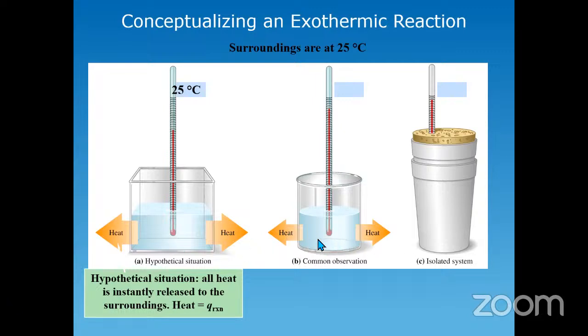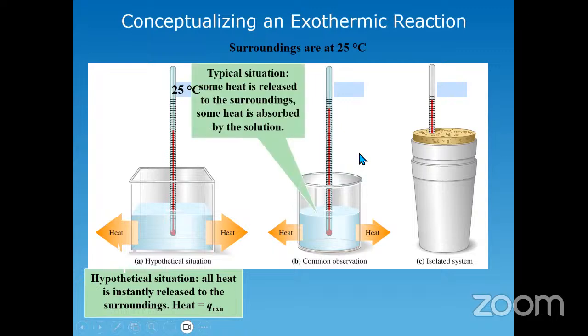What is more likely to happen is this situation here, where not all the heat will leave. Some of the heat that is generated will leave, but some will be absorbed by the contents left behind in the beaker. So the temperature of the contents would increase to above 25 degrees, to about 32.2 degrees in this particular case.